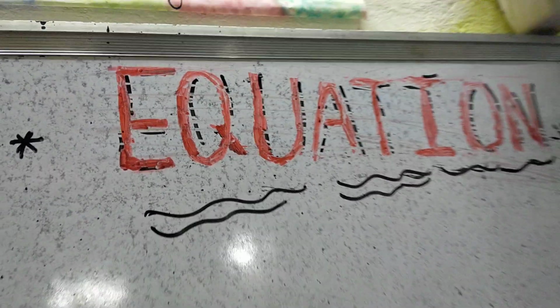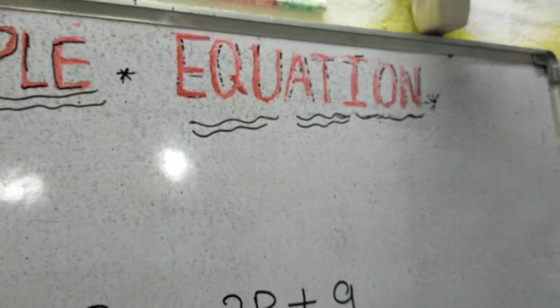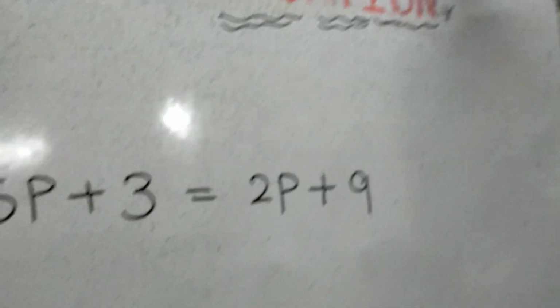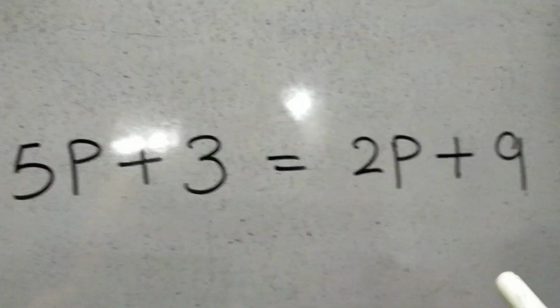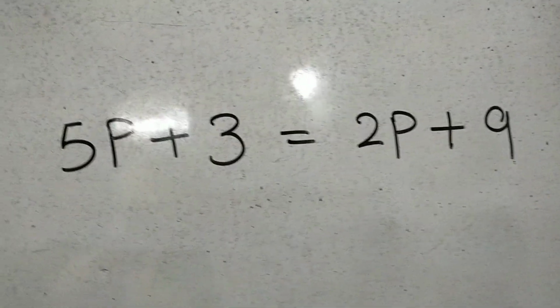Okay, to understand this definition better, you have to understand each term involved in it. What is an expression? What is equality? The word equation means it is something dealing with equality, something equal to something. So now see, this is a simple equation.